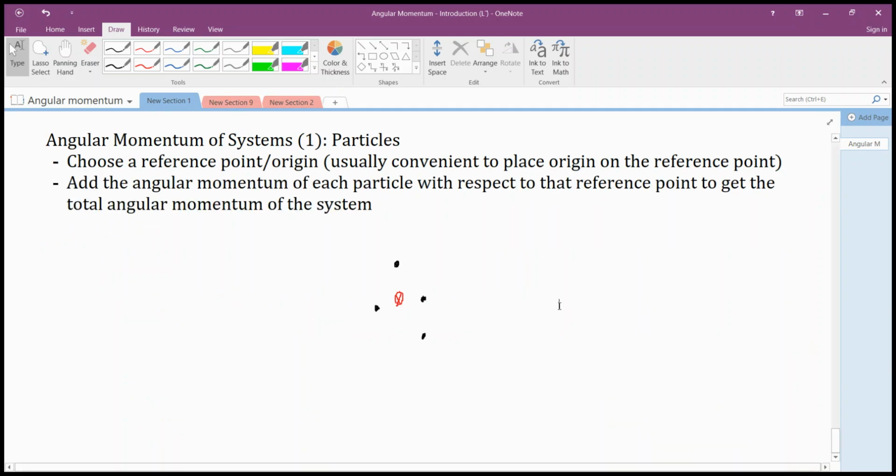The next thing to do is to calculate the angular momentum of each individual particle with respect to that reference point. All of those are added up together, and that creates the total angular momentum of the system. I have drawn in blue the position vectors of the particles with respect to the reference point. I have drawn in green the momentum vectors of each of these particles.